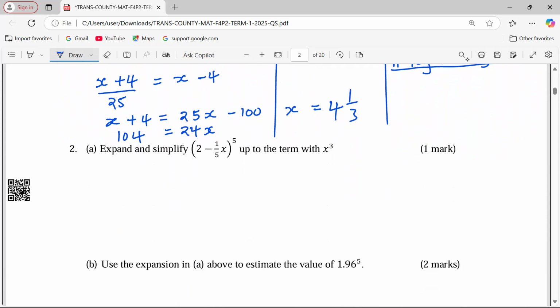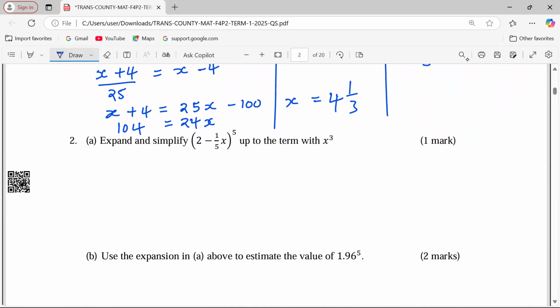Now let's look at number 2, which is a question from binomial expansions. For us to expand and simplify, and remember we've been told up to the term with x power 3, so we must be very careful with instructions. We are not giving the full expansion. We are just expanding up to the term that will contain x power 3.